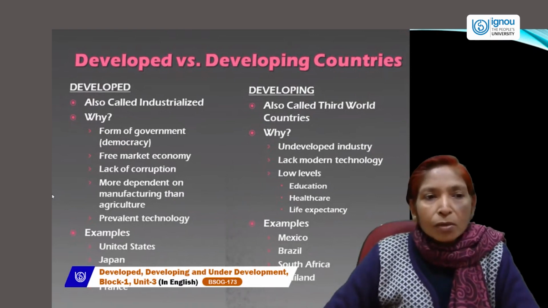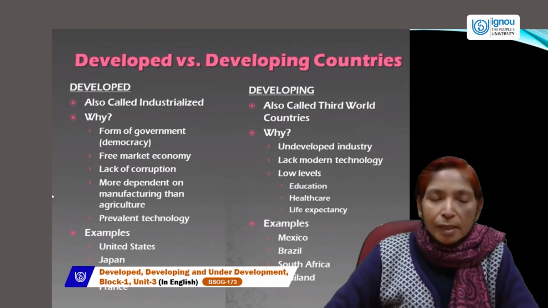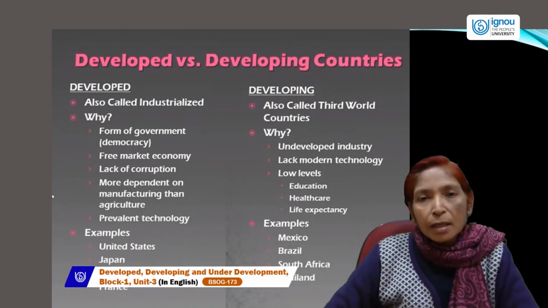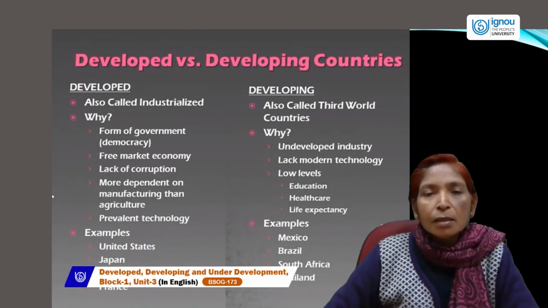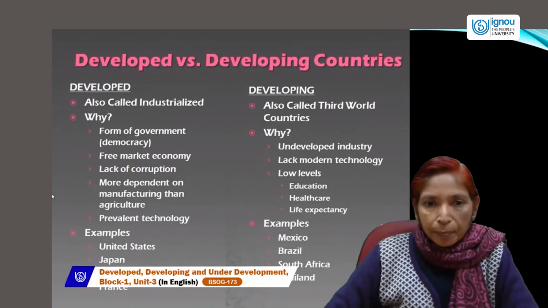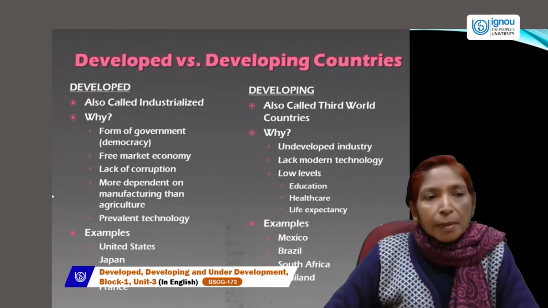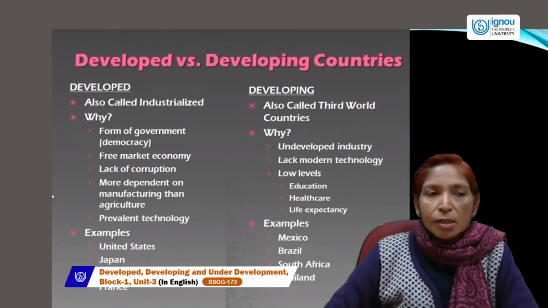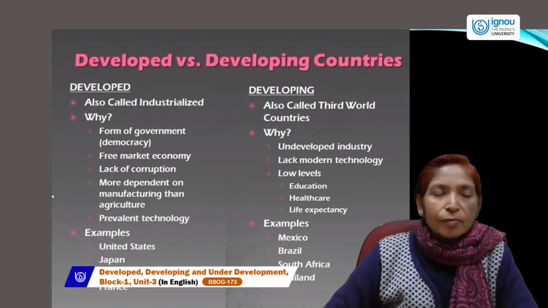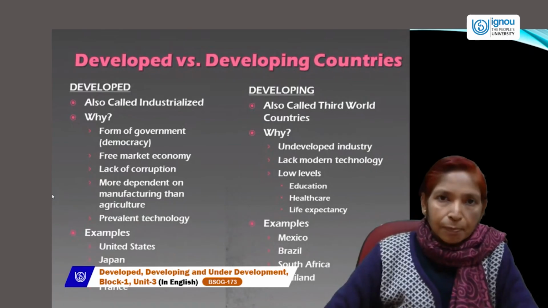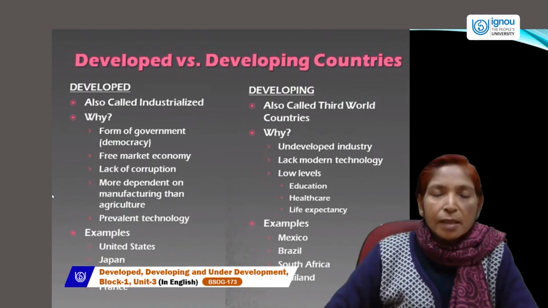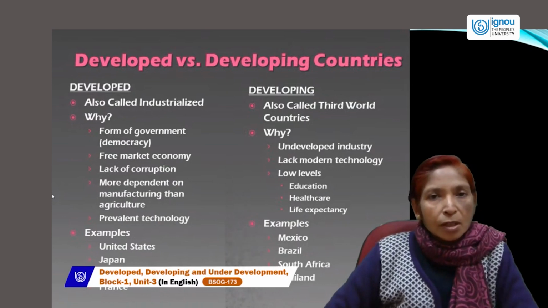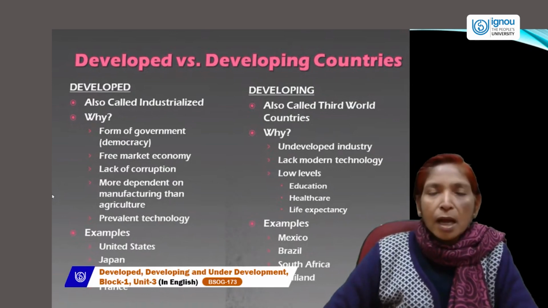Developed countries are also called industrialized countries, and developing countries are called third world countries. Why? Developed countries are called industrialized because their form of government is democracy, and a free market economy is followed by developed countries. A free market economy is one in which the government does not interfere in any market activities.